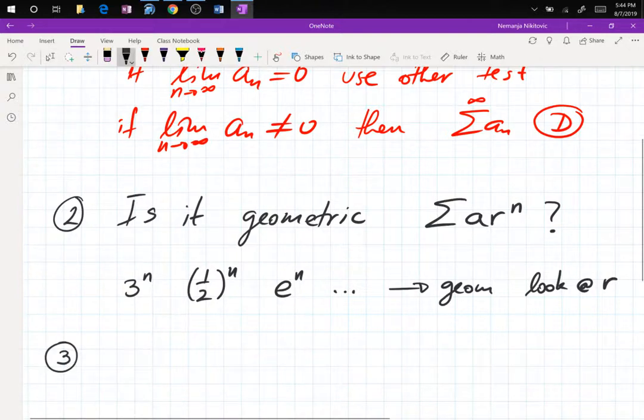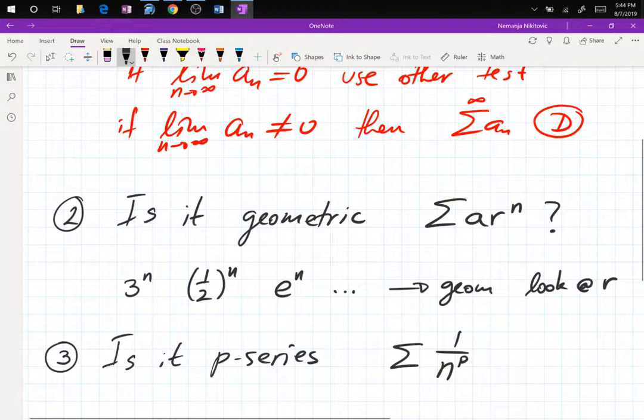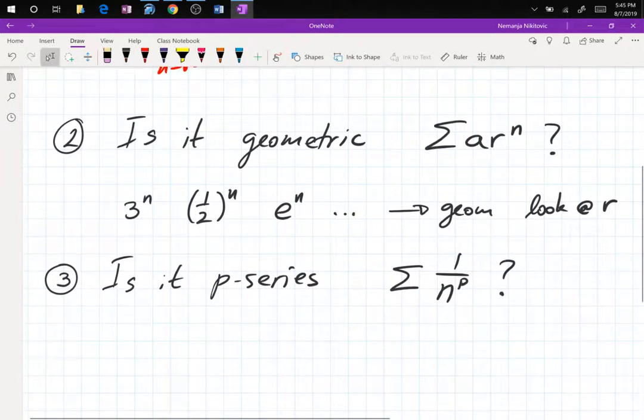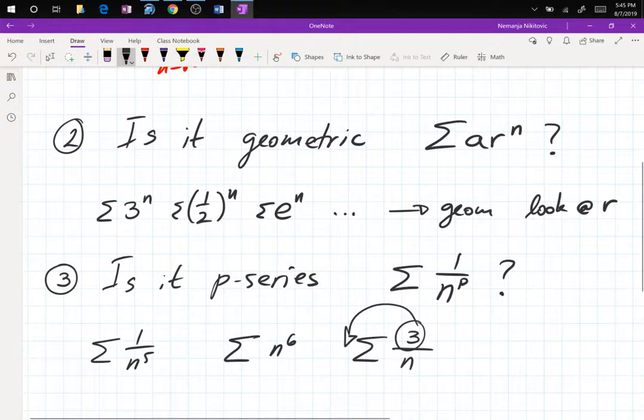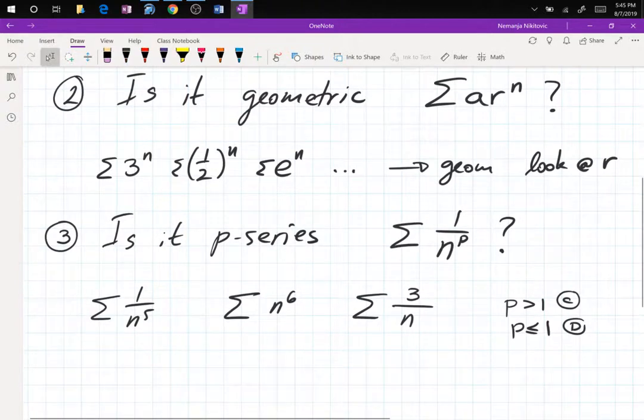Number 3, another extremely cheap and easy one is the p-series. Is it a p-series? Which is the summation of 1 over n to the p. Let's say you have a summation of 1 over n to the 5, summation of 1 over n to the 6, summation of 3 over n. All of these are p-series. The 3 gets kicked in front of the summation symbol, and you just have 1 over n. You know it diverges. It's harmonic, because p is equal to 1. And then you just look at whether p is bigger than 1 or p is less than or equal to 1. There is a convergence, there is a divergence, and you are done instantly.